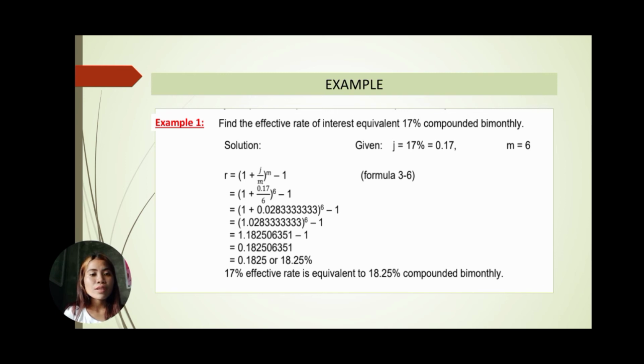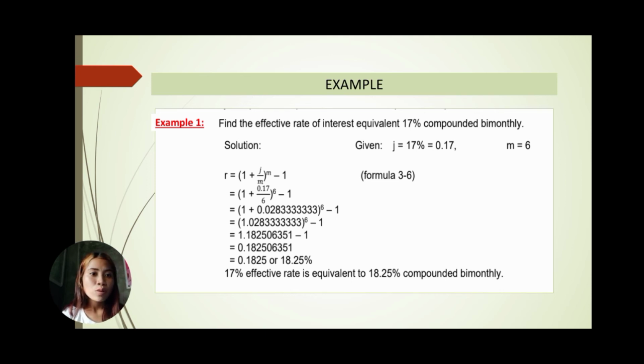To solve this problem, we have to use the formula in finding the effective rate of interest. So we have the formula R equals the quantity 1 plus J over M, raised to the power of M, minus 1. Then, supply the given numbers. We have J equals 0.17 and M as 6. So 1 plus 0.17 divided by 6, raised to the power of 6, then minus 1.